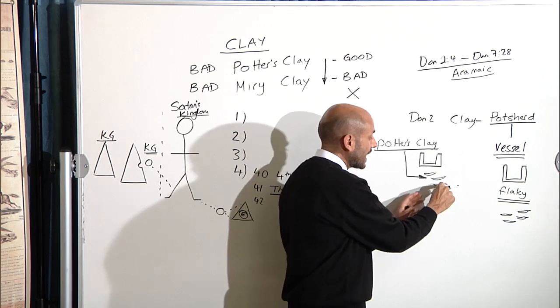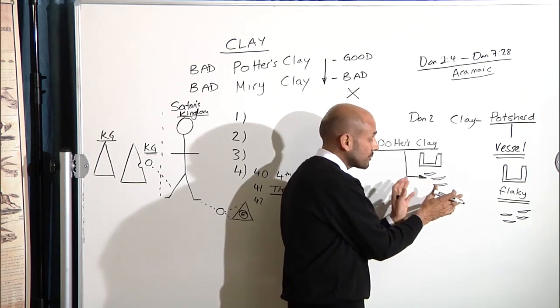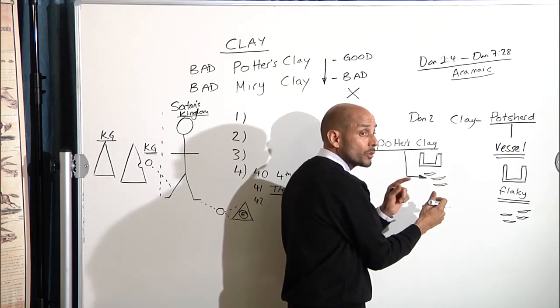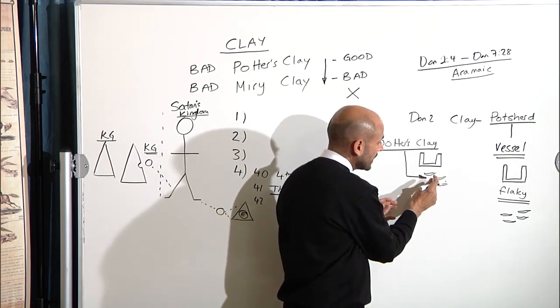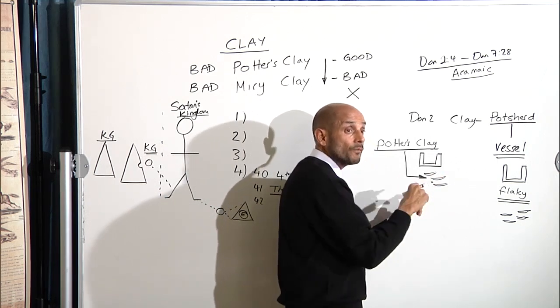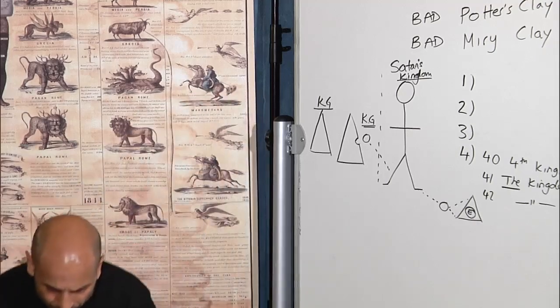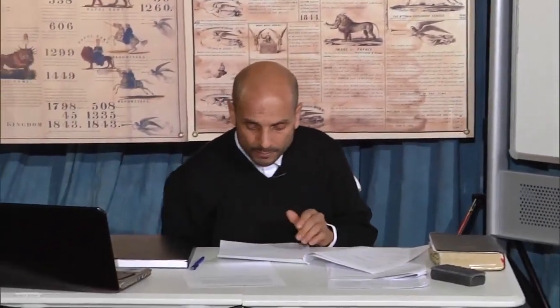I'm not trying to say that the pieces of clay were actually good or bad or dirty or clean at this stage. I'm just saying this is what it looks like, because we're going to see some Bible verses, hopefully, that actually show you that when you see clay in this form, it will define what kind of clay it is. Okay. Then in verse 41, he picks up the word miry clay.